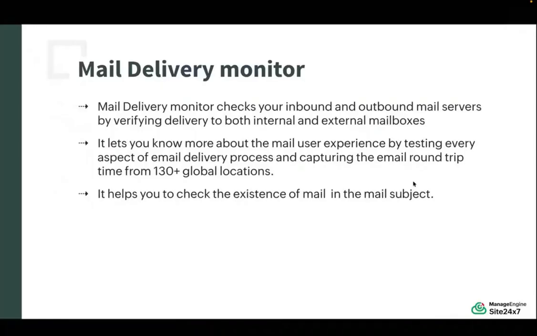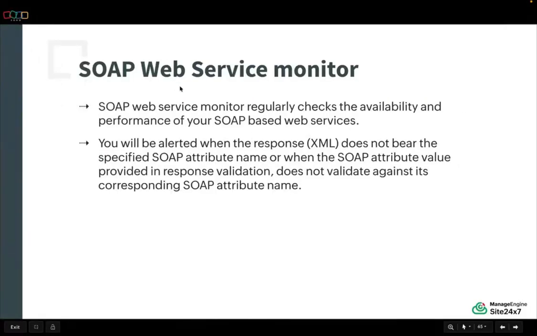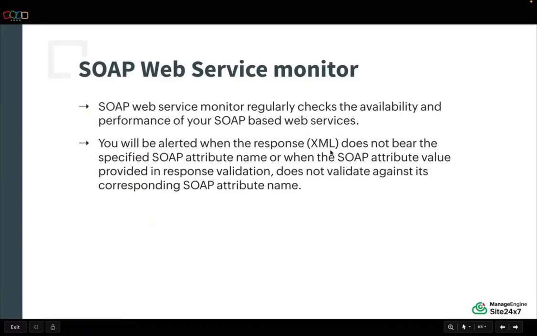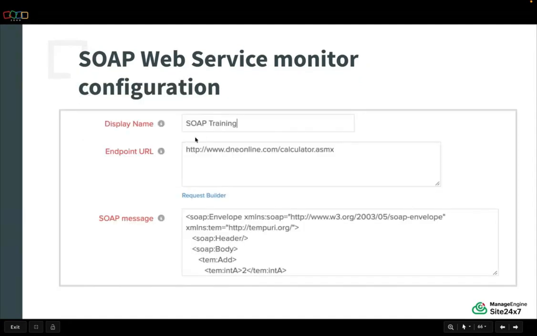And let us move forward. A web service monitor, where we'll monitor the availability and performance of SOAP based web services. This is supported, and we'll monitor the response time, and using XML, if it does not bear the specified SOAP attribute, we'll be able to set alerts for the same. So this is a SOAP setup, and this is the basic configuration for a SOAP web service. We'll be adding the domain of the endpoint, and the SOAP message that has to be passed along with the URL when we are sending the request.